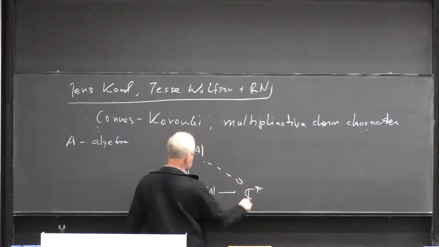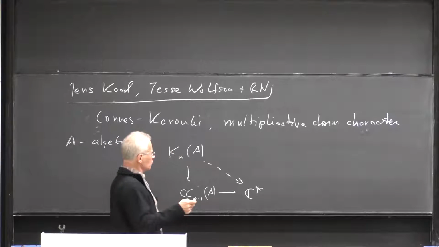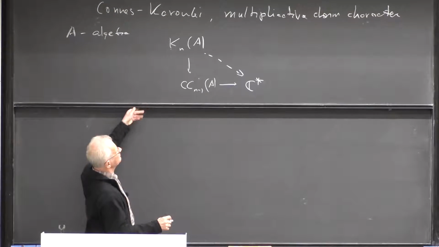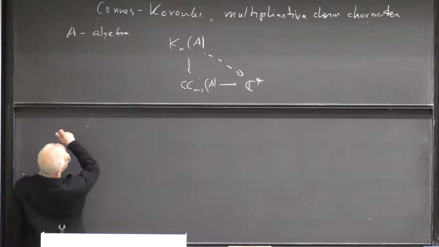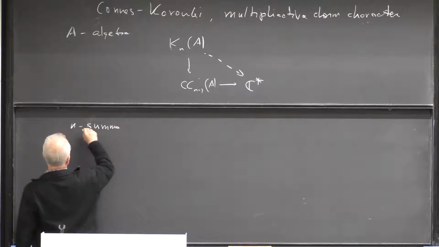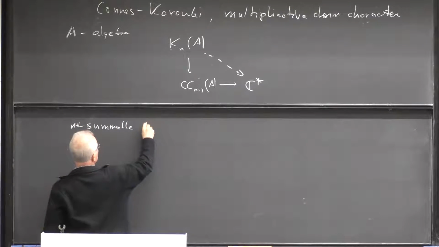It's this composition, which is well defined under some conditions. And the conditions are as follows. One assumes that one has an n-summable, n plus 1 summable Fredholm module.